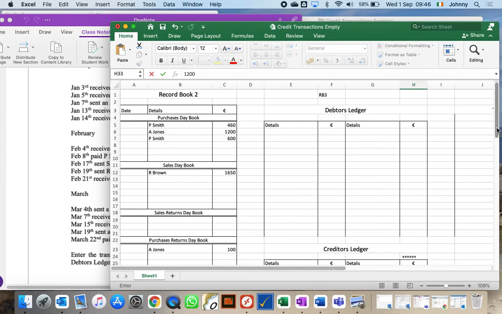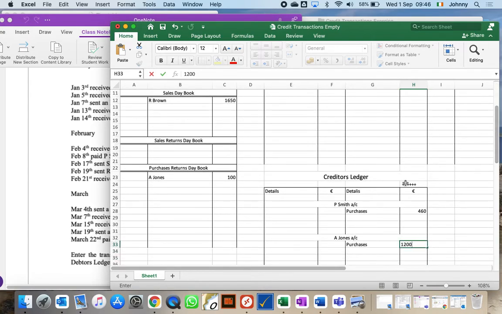Okay, next transaction. We have P. Smith again, 600. Again, this is a bill. I have a plus because I owe P. Smith more money. So I'm going to put 600 in here, and I'll call it purchases. Is that right? Now, every time a transaction takes place, I have done one entry. I'm going to have to do a second entry. So I've done loads of credits here, you can see. So I have to do some debits so that my trial balance will balance.